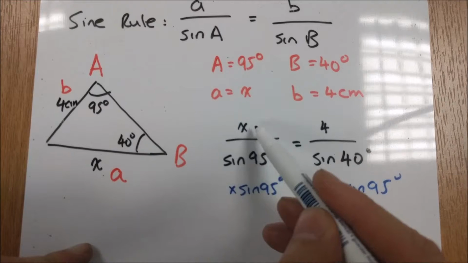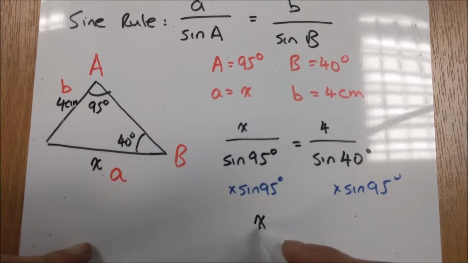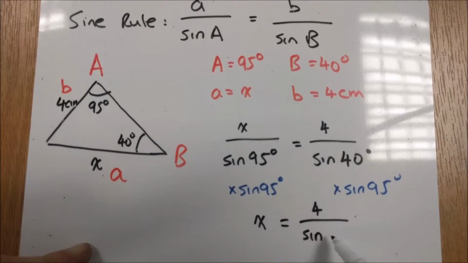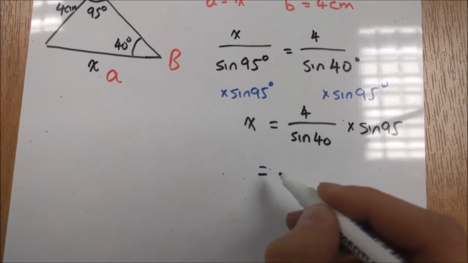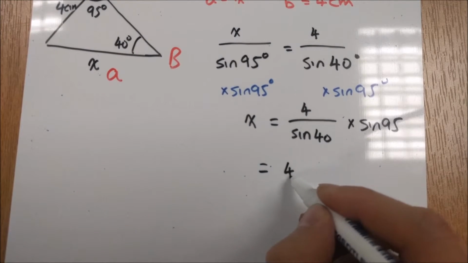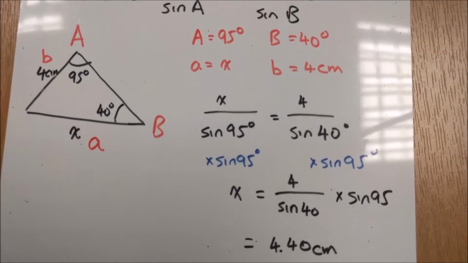Okay, x divided by sine 95 times by sine 95. This divide and times cancel, so I just get x by itself. And then what I'm left with on the right side is 4 divided by sine 40 times by sine 95. You put this in your calculator, and you should get an answer of 4.40 centimeters. Okay, so that is the sine rule.